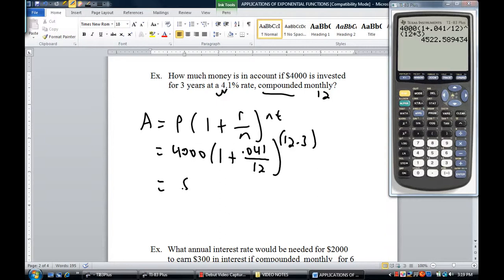And we get $4,522. And if I round it off to the nearest cent, that's 59 cents. And that's it. So you're done.